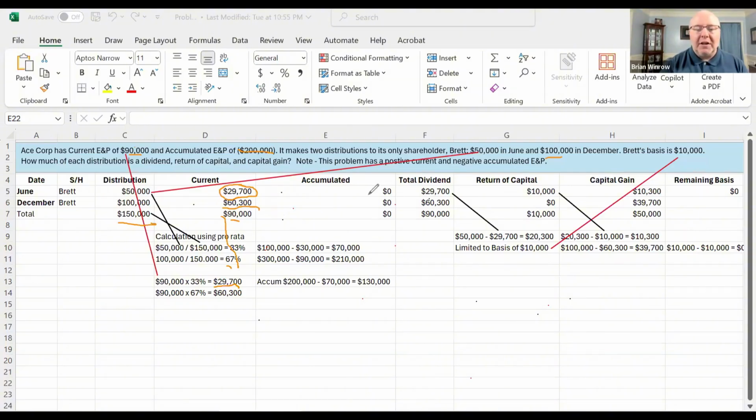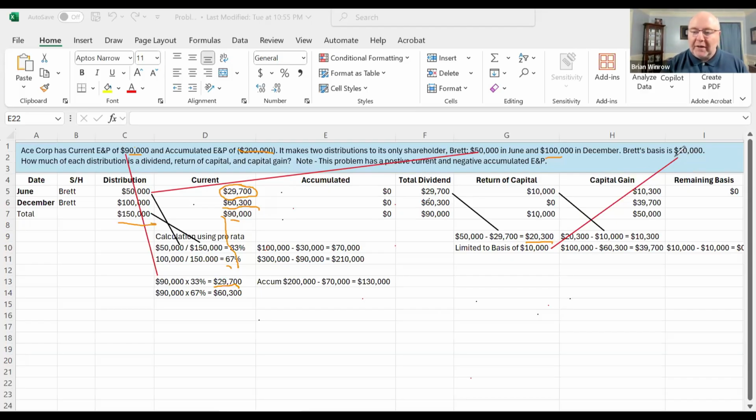And then we said, well, how much for accumulated? We didn't have any accumulated. It was a deficit, so nothing we could do there. So our total dividend is 29,700 for June, 60,300 for December, which gave us the $90,000. Great. But we had a distribution of 50,000 in June. We've only handled 29,700, which means we still have to account for $20,300.